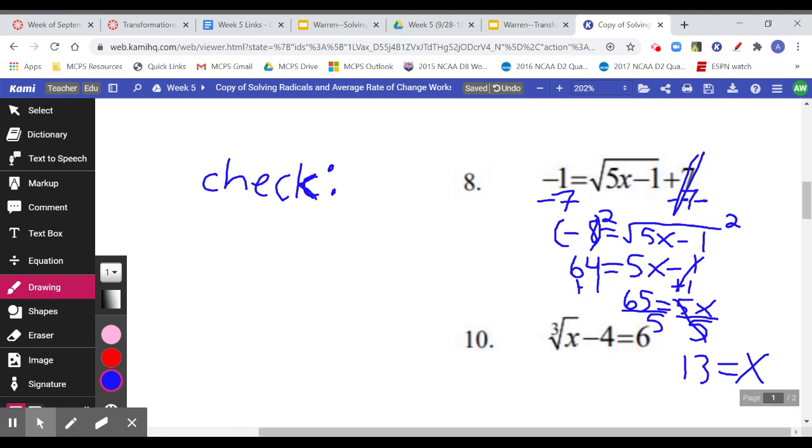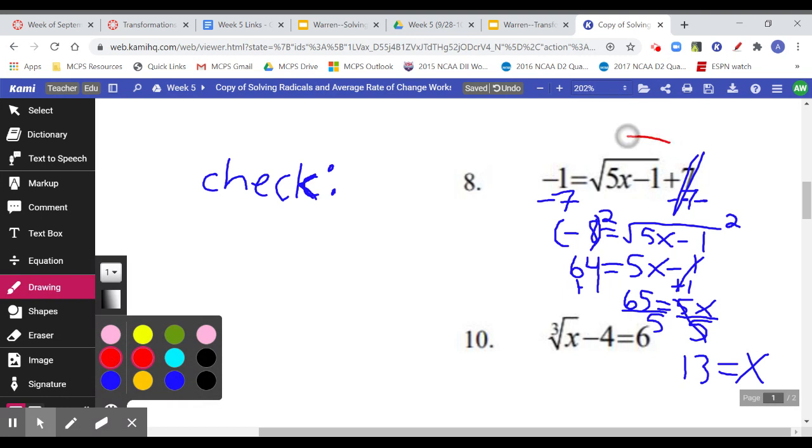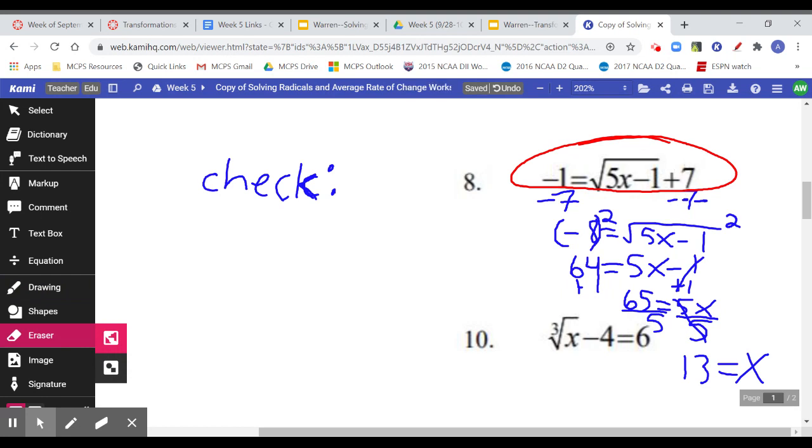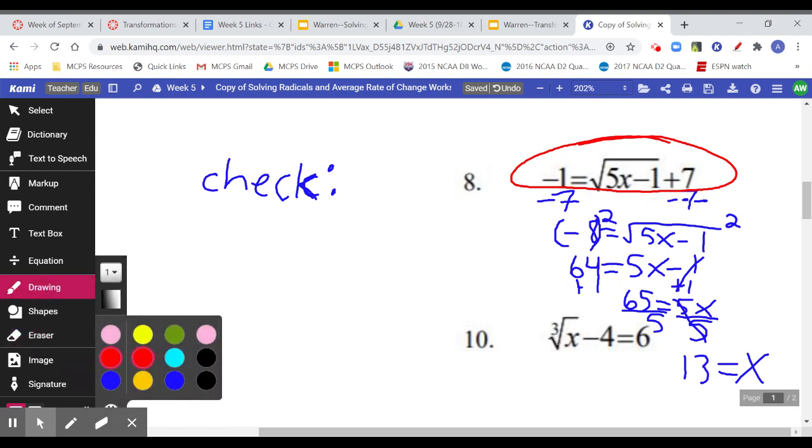Okay. Anyways, moving on. Again, just a reminder that when we check, what we're doing is we're rewriting this original equation. It'd probably be easier if I erase that. Rewriting the original equation, but this time I'm plugging in the number 13 in place of x. So I have -1 is equal to the square root of 5 times 13 minus 1. Note that is all under the root symbol.